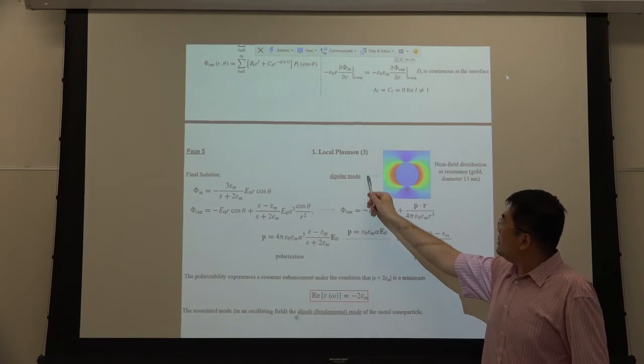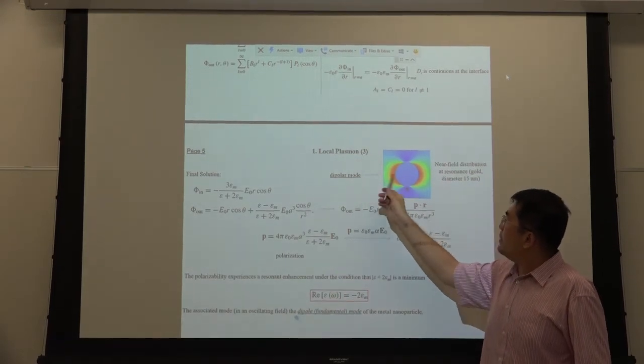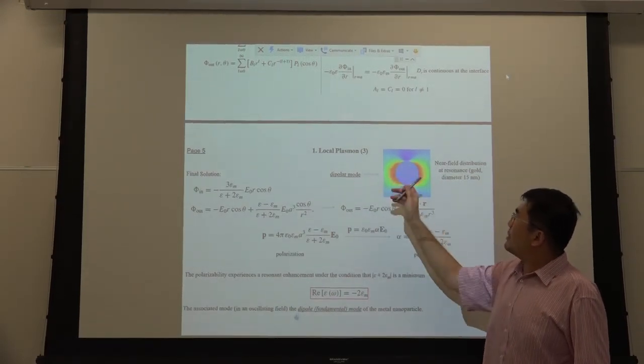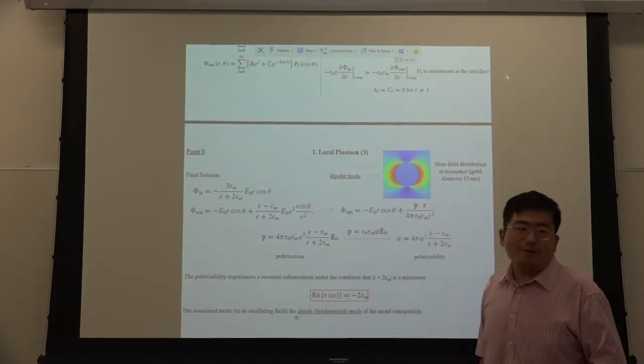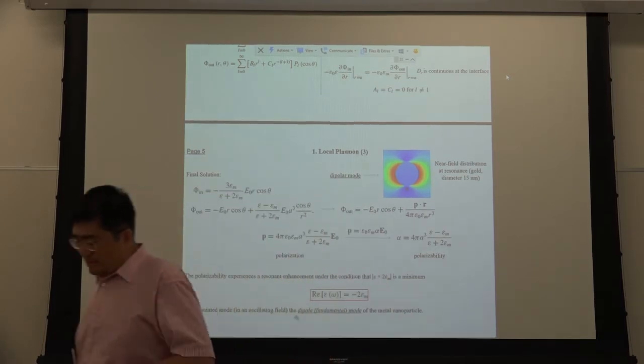You can see this is the K direction, this is E. Oh, sorry, this is the E direction. It's polarized along this direction. You can see it's very strong. It's very similar to a dipole mode. Okay. So this is a dipole mode.